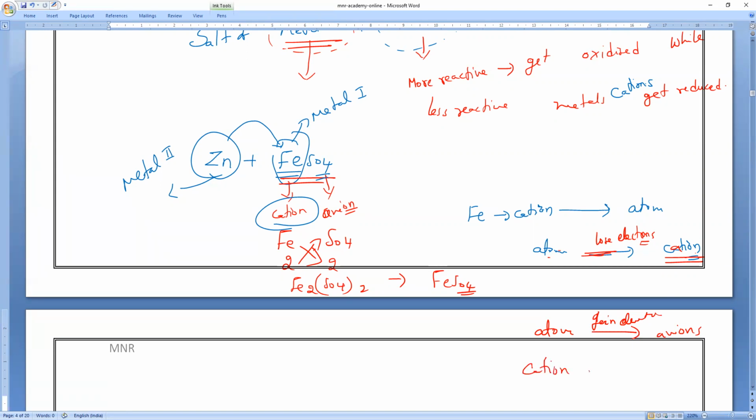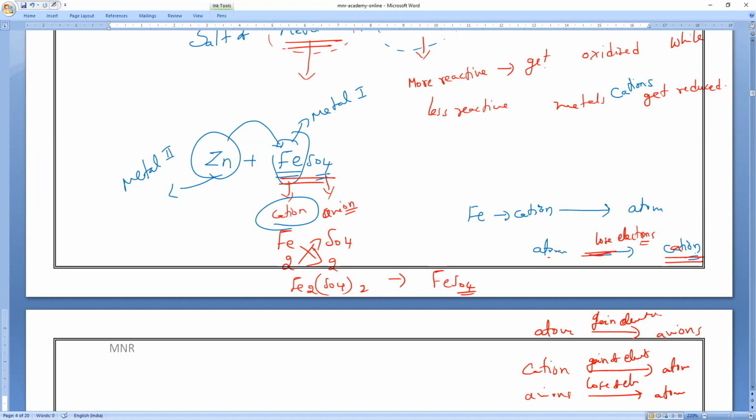Now, the reverse reaction, tell me. A cation I want to make into an atom. Loss of electrons or gain of electrons? Gain of electrons. And an anion needs to turn into an atom. Now tell me, what is that? It has to lose electrons. That is what I am saying.